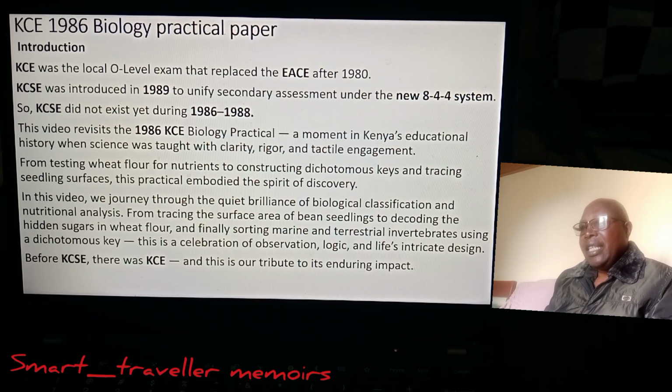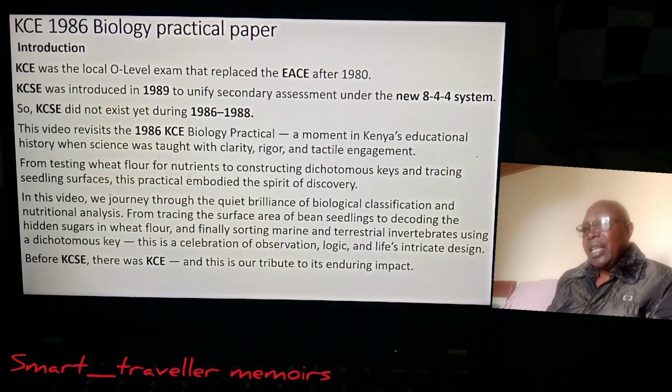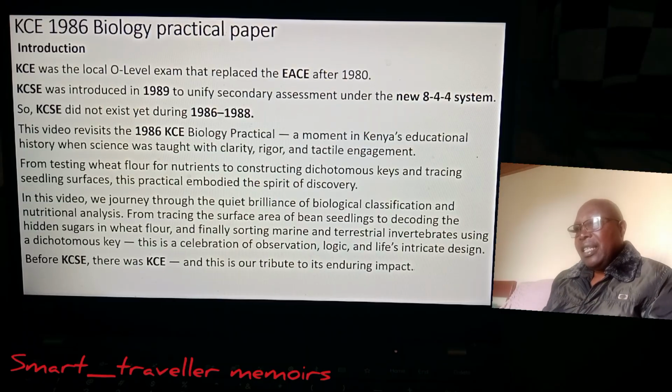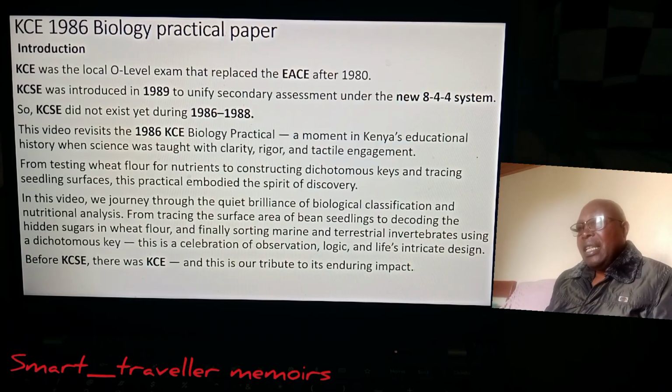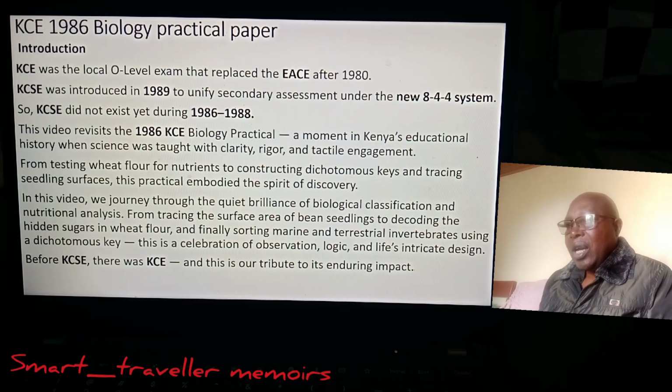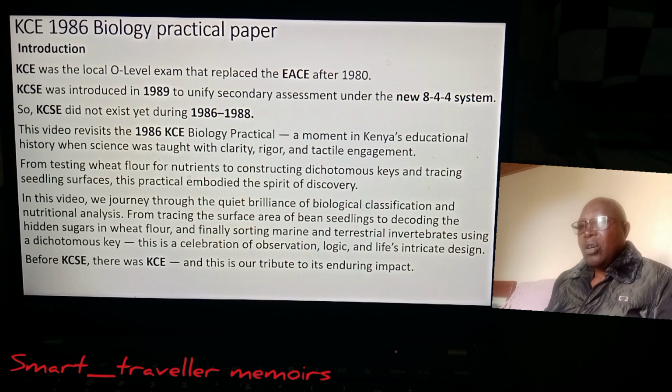KCSE was introduced in 1989 to unify secondary assessment under the new 8-4-4 system. So, KCSE did not exist yet during 1986 to 1988 because the last EACE was done in 1985. So, let's look at this paper. Remember, the content normally is the same. So, whatever examination you are doing in biology practical, this is going to be of beneficial importance to you.